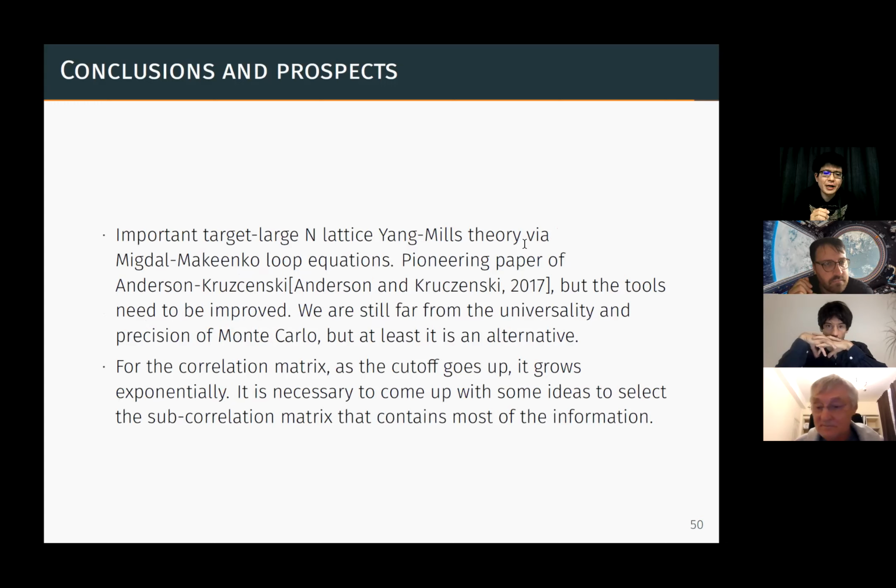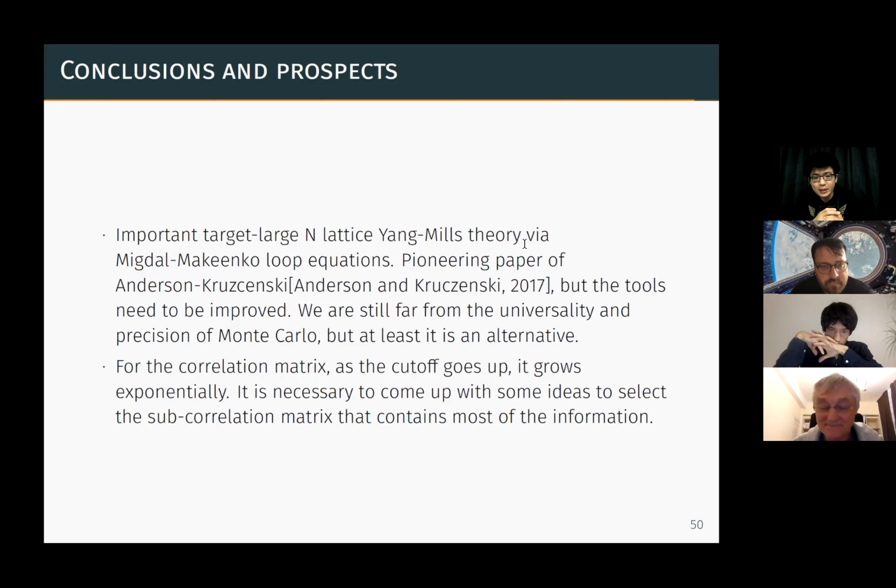For some future directions, the first one, maybe the most important one, is large N Yang-Mills theory on the lattice. There is already some previous work on this subject by Anderson and Kruczynski, but the precision is far from the precision of Monte Carlo. So we are still far from the Monte Carlo result there. Probably with our relaxation method, it will work much better than the previous result.